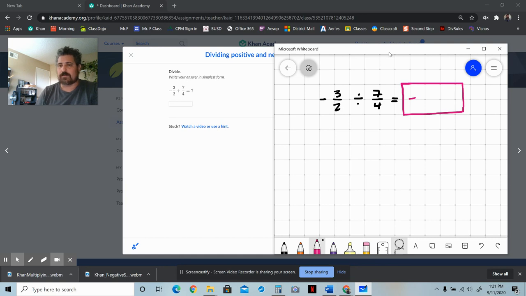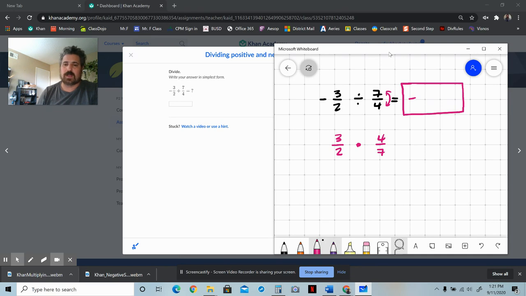The one on the left is going to stay the same. I'm going to ignore the sign. I don't need the signs anymore. I know the answer is negative. So that's going to stay the same. The one on the right is going to flip top to bottom to its reciprocal. So 7 and 4 are going to switch places, right? So instead of 7/4, we have 4/7. And you're going to change your division to multiplication.